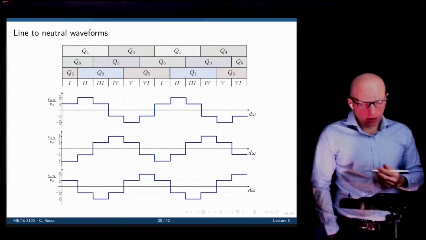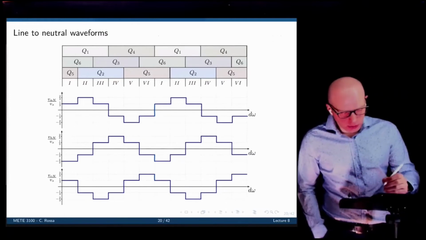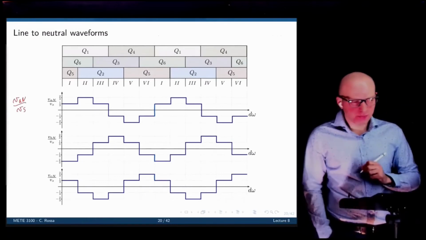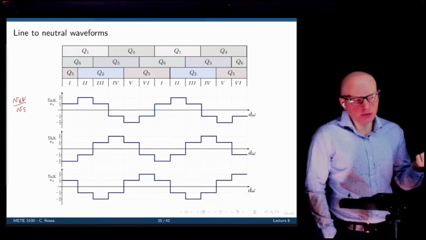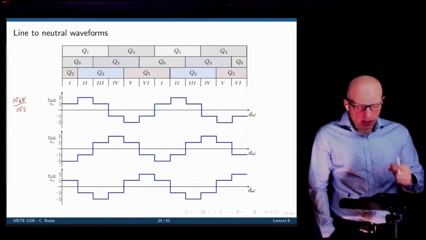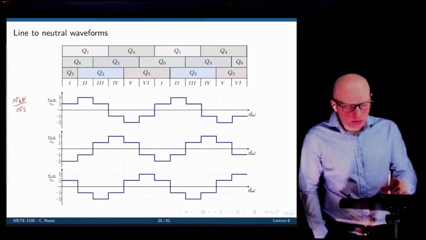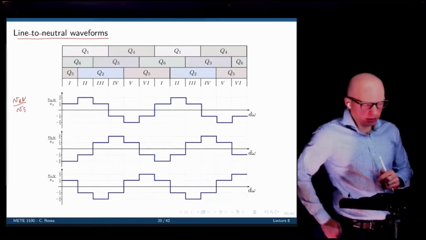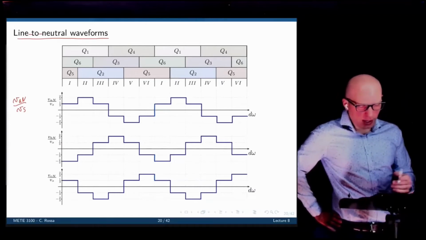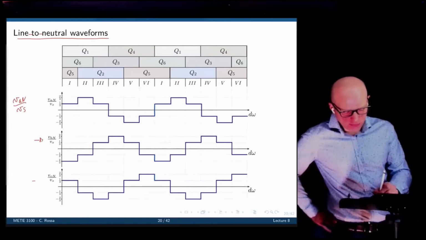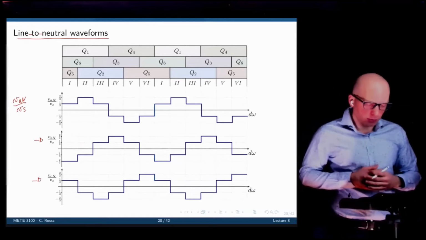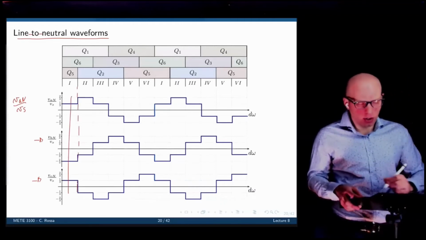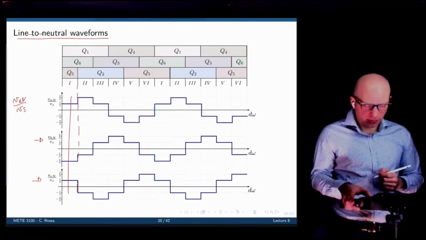Now let's plot them. Instead of plotting the actual values, we are going to plot VAN over VS, or the ratio, and the ratio will be 2/3 or 1/3, and likewise VBN and VCN. So these are the line to neutral waveforms. Everything we calculated before, we're just plotting here. This is VA, VB, and VC normalized with respect to the input voltage for each phase that we calculated before, phase 1, phase 2, and so on. And this is what we get.